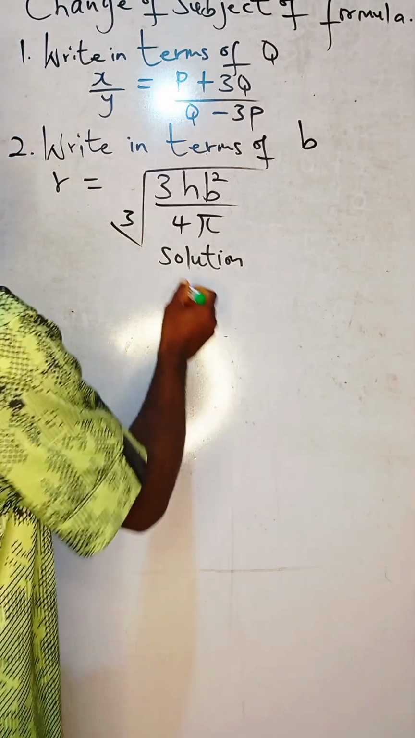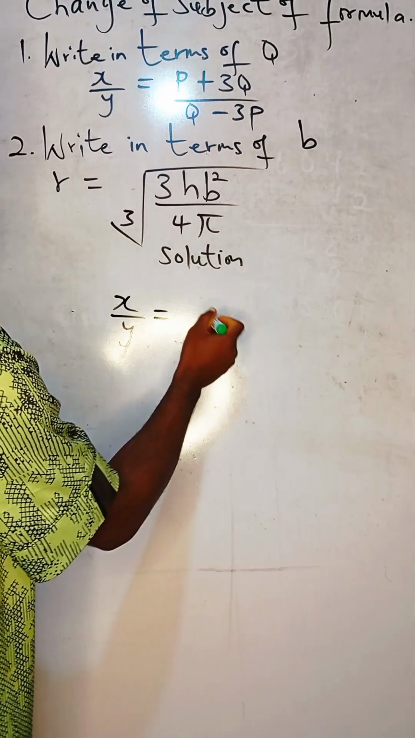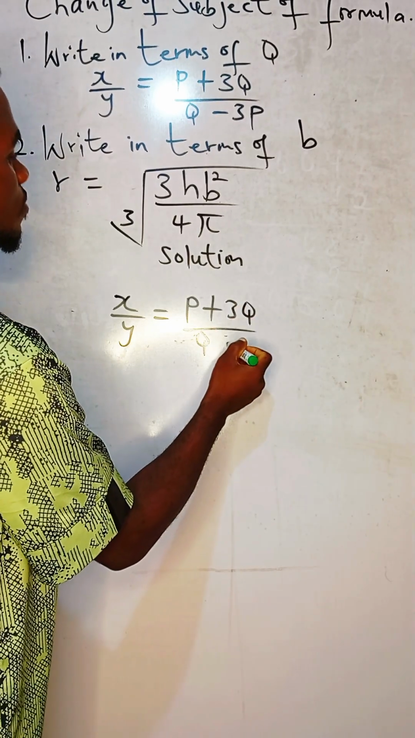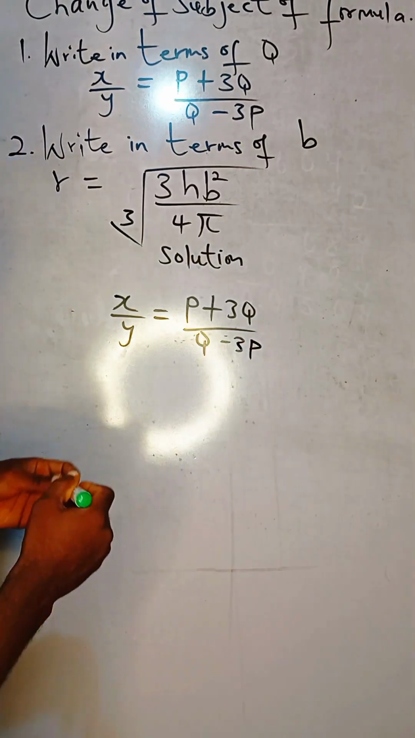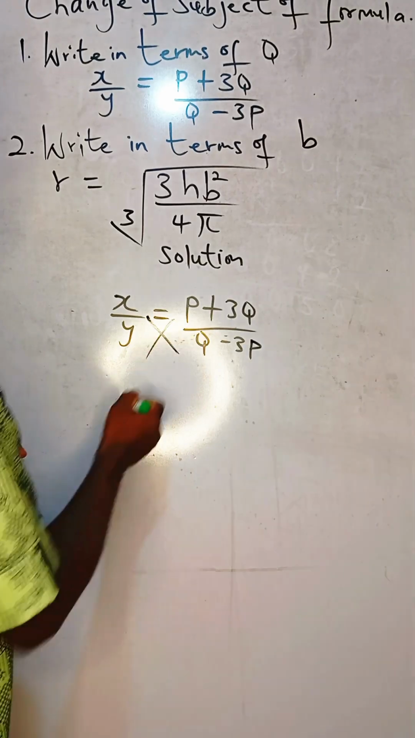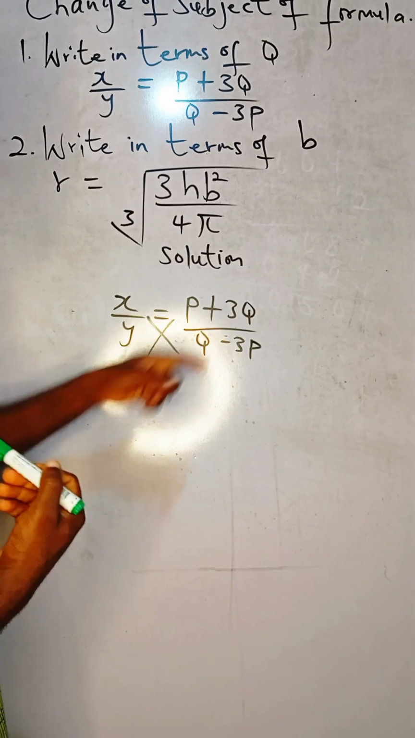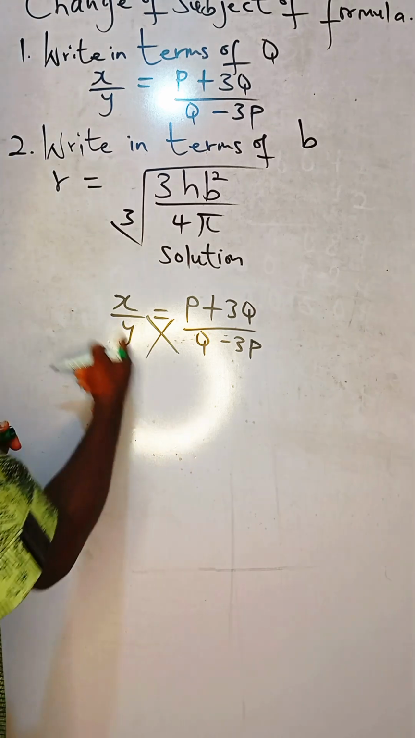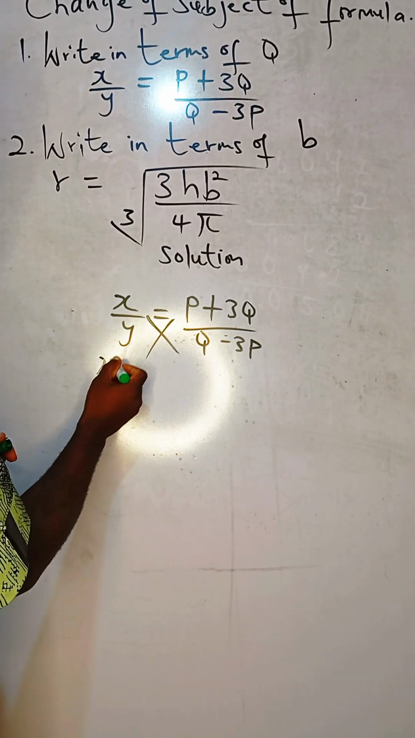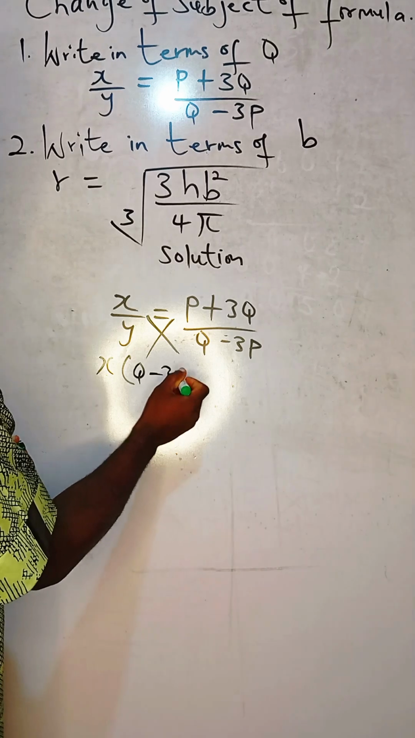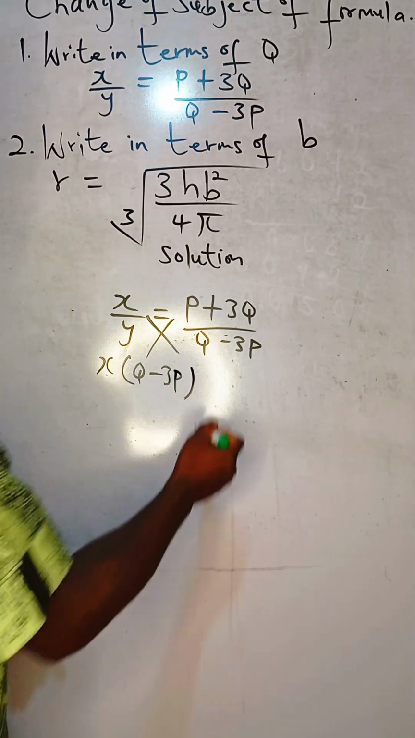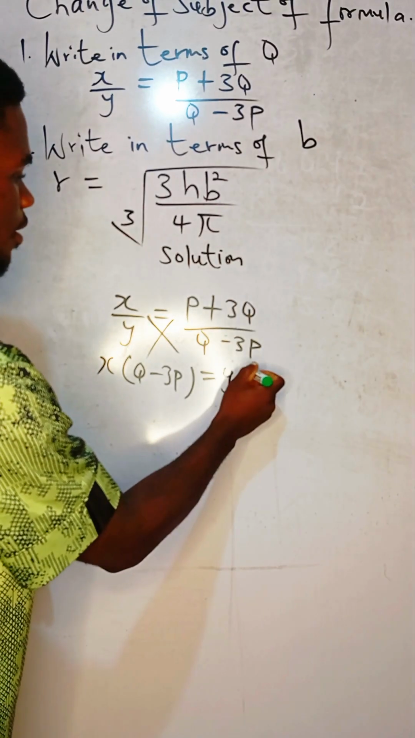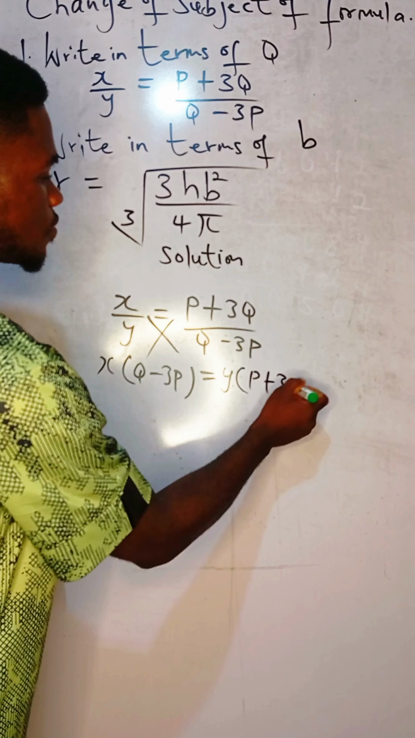Now let's begin. x over y is equal to p plus 3q over q minus 3p. The operation I can do here, I can choose to cross multiply, having in mind q. Q is my main target because it is what I want to make the subject of the formula. When I'm cross multiplying, x is going to multiply here, x bracket q minus 3p. You know this bracket means multiplication, which is equal to, this one is going to multiply this one here, you have y bracket p plus 3q.